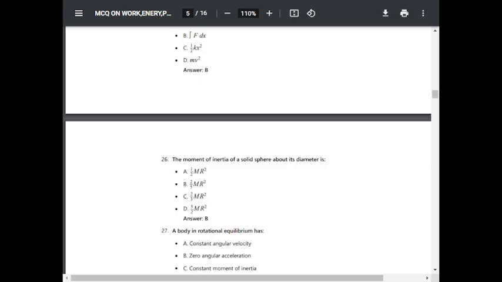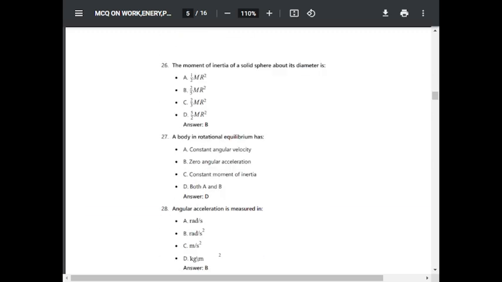Question number 26. The moment of inertia of a solid sphere about its diameter is, option A, 1 by 2 mr square, option B, 2 by 5 mr square, option C, 2 by 3 mr square, option D, 5 by 2 mr square. The correct answer is B, 2 by 5 mr square. The moment of inertia of a solid sphere about its diameter is 2 by 5 mr square.